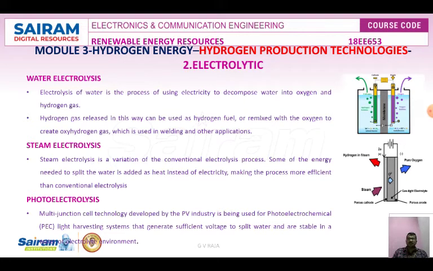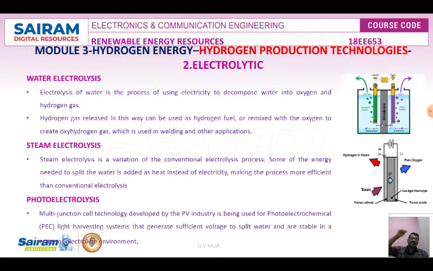There are various methods in the electrolytic process. One is the water electrolytic process. It was used in the 1950s in order to produce hydrogen. For that we used the water electrolysis process. The second one is the steam electrolysis process. Steam electrolysis is similar, but some of the energy needed to split the water is added as heat instead of electricity.